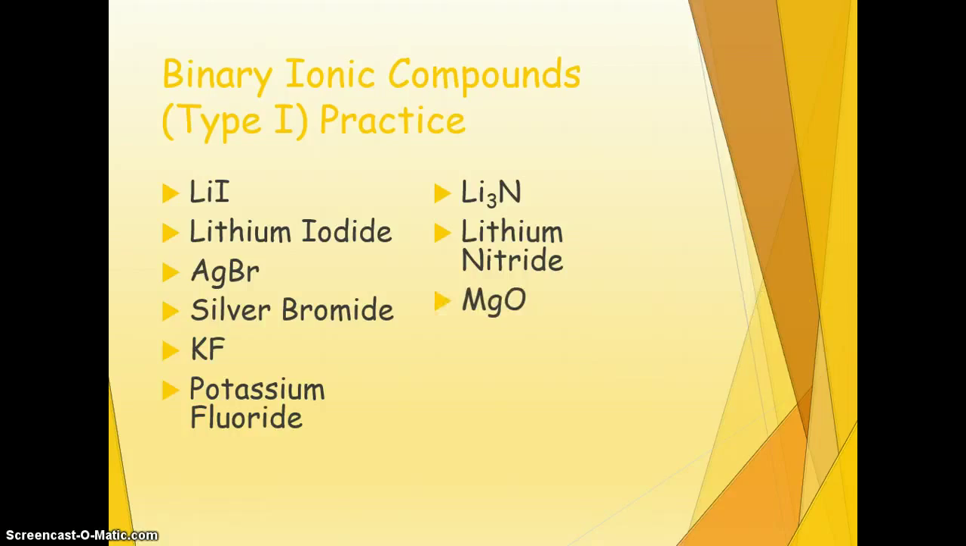MgO, again, not hydrogen. It is a metal. It's not a transition metal. So we're going to just call it magnesium oxide.